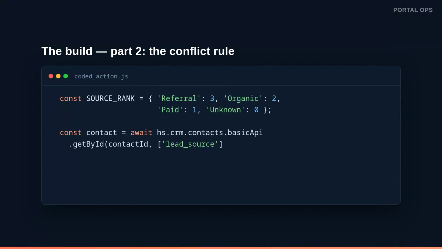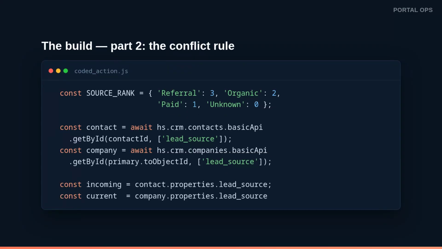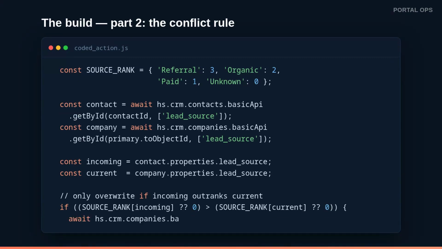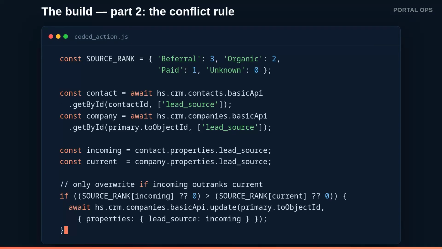Part 2 is the part native workflows can't do: the conflict rule. We rank lead sources. Referral beats organic. Organic beats paid. Everything beats unknown. The company's value only gets overwritten when the incoming value genuinely outranks it. That single ranking table is doing the job that would otherwise take a wall of if branches in the workflow editor. And when the business changes its mind about the hierarchy, you edit one object, not 15 branches. Write the rule down in your portal docs too, because 6 months from now nobody will remember why referral wins.